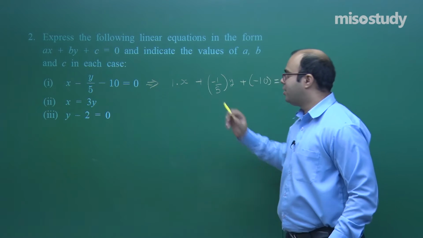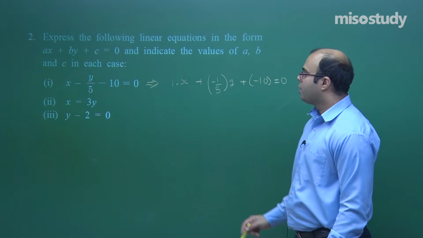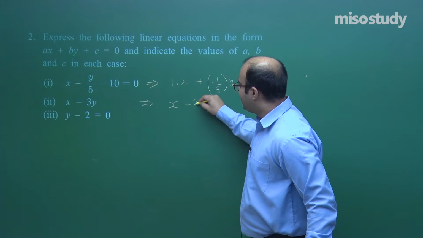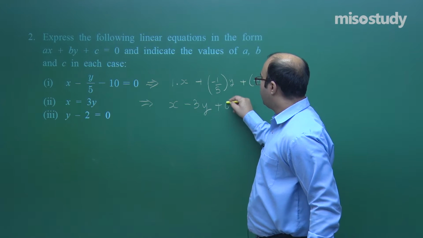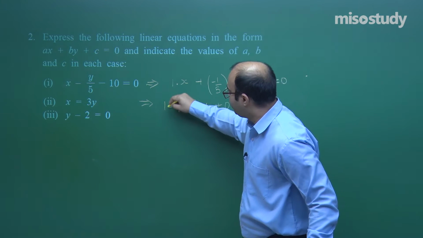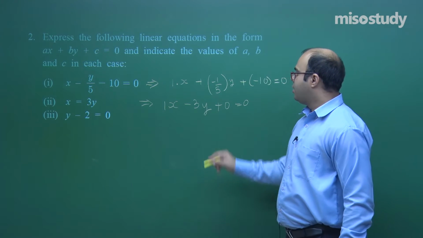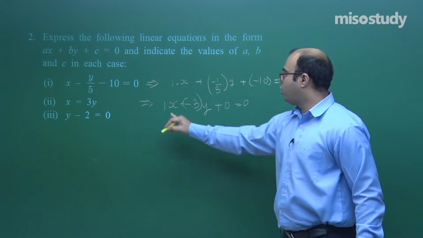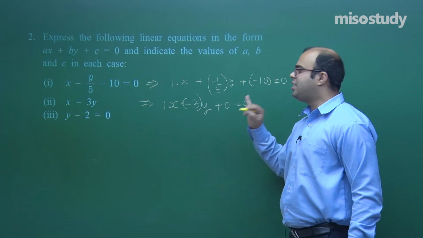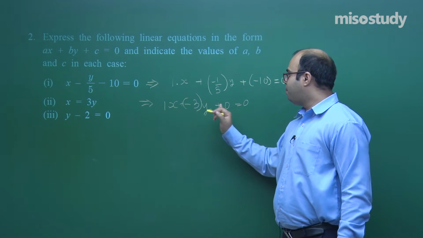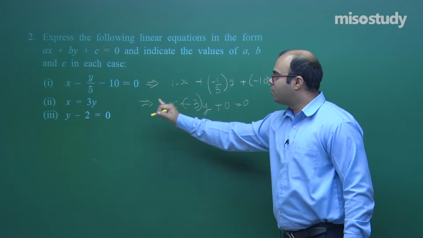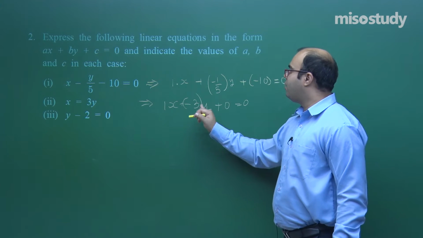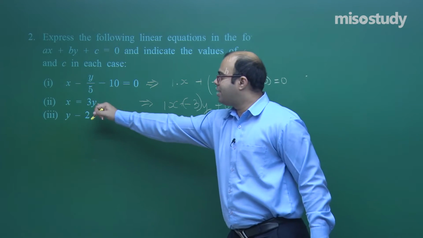So this can be written like this, x means 1 into x. x is equal to 3y can be written as x minus 3y plus 0 is equal to 0. Here also 1 is multiplied to x. So a is 1, b is minus 3. We can write it like this, plus minus 3. So a is 1, b is minus 3 and c is 0. So ax plus by plus c, a is 1, so it is 1x which is x, minus 3 is b, so by which is minus 3y, it can go on the right hand side and become plus 3y and this is 0.